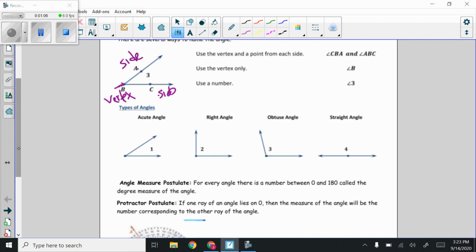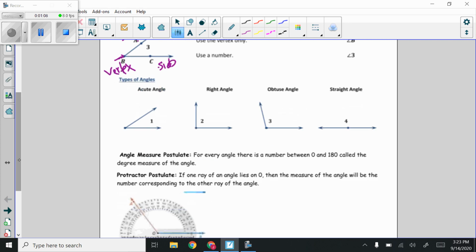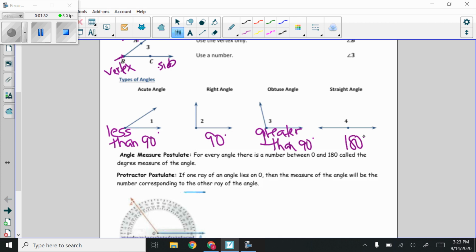There are different types of angles. The first is an acute angle. This is an angle that measures less than 90 degrees. There is a right angle. This is an angle that measures exactly 90 degrees. An obtuse angle is an angle whose measure is greater than 90 degrees. And then a straight angle is an angle whose measure is exactly 180 degrees.